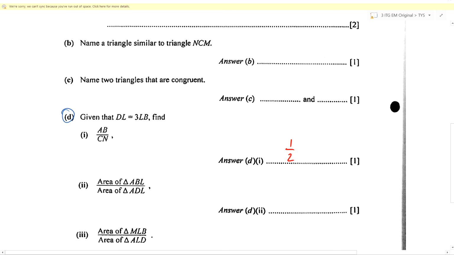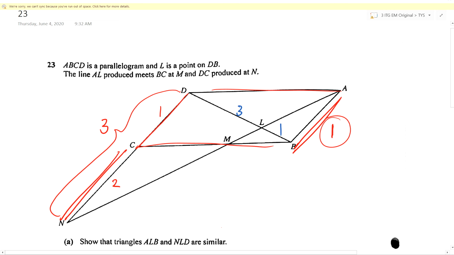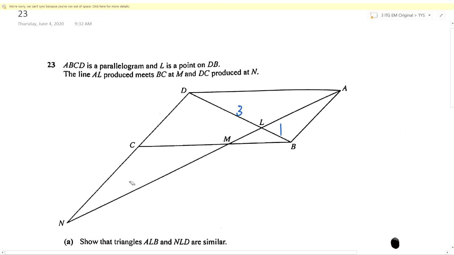Okay, next, area of ABL over ADL. These two triangles, ABL and ADL, are they similar? Looking at it visually, do they look like they have the same angles? No, they don't. They are not similar triangles. However, they share the same perpendicular height.